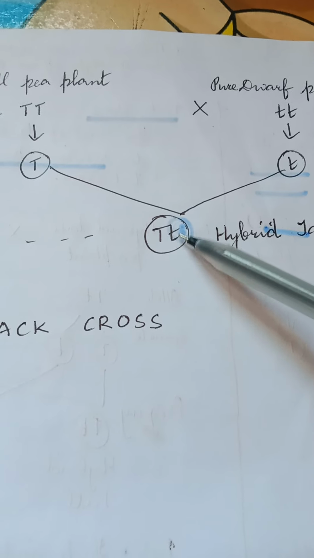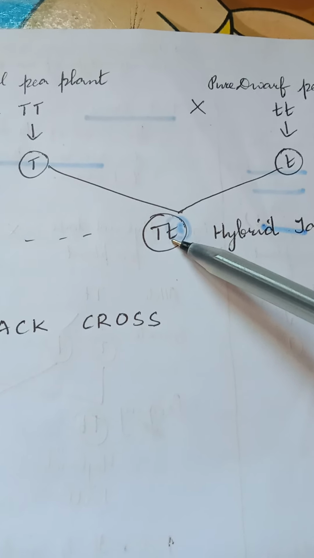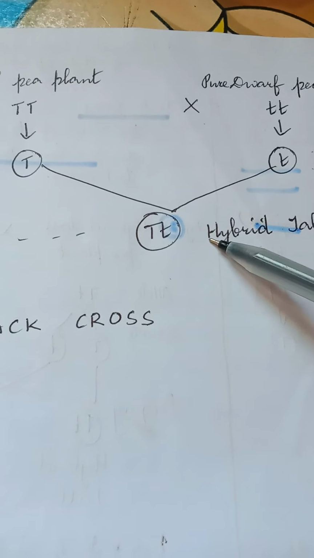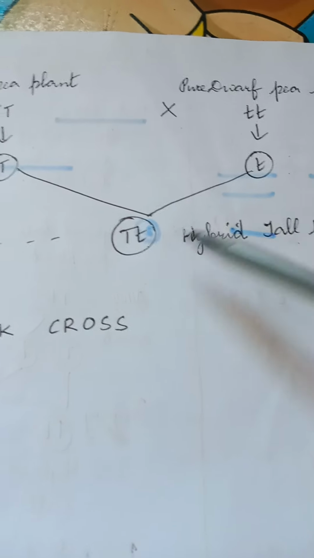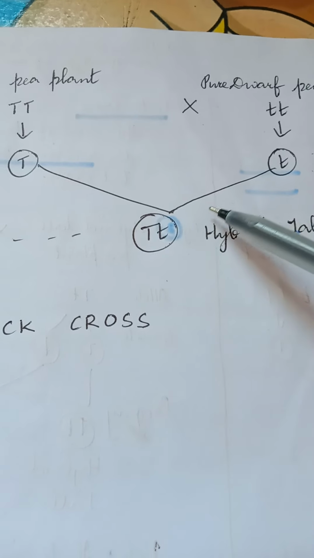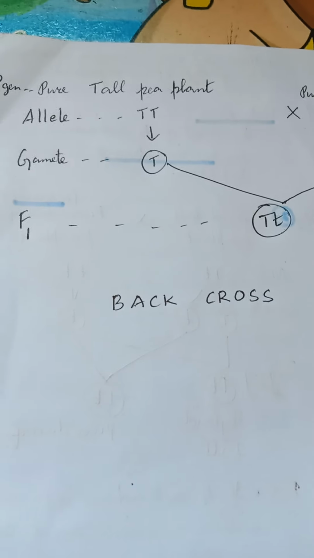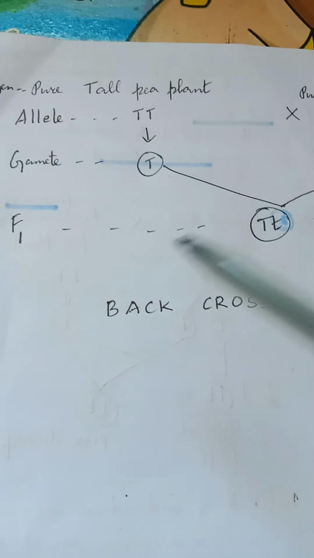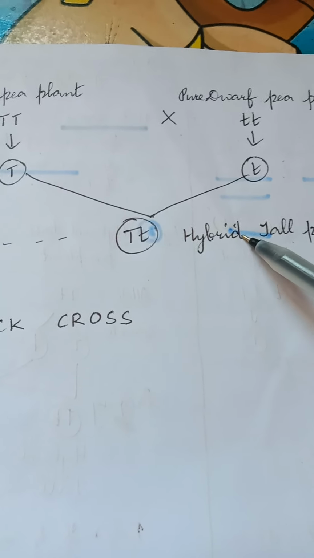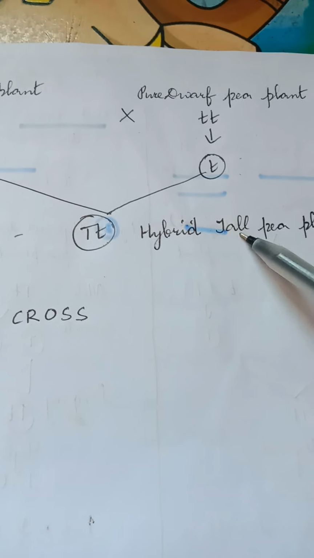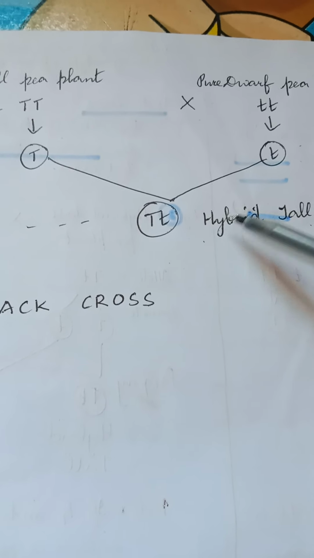That means over here the factors are different, the genes are different. That means it is not pure, it is hybrid. But this hybrid organism will be a tall pea plant because the tall character is dominant over the dwarf. So in Mendel's monohybrid cross, in case of pea plant, all the offspring of the F1 individuals, 100%, will be hybrid tall pea plants. This you have already learned in Mendel's monohybrid cross.